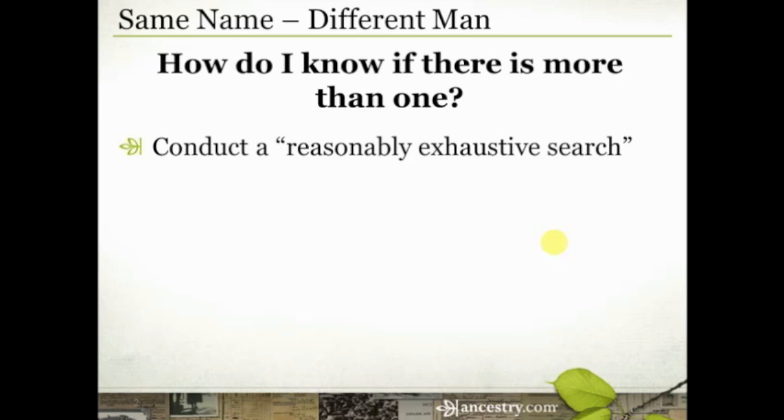A lot of times we tell the search engine what we want, and it gives us what we want, but we don't realize that we didn't have all the information we needed to make a decision about whether or not that was actually our person. And so I'm just going to walk you through a couple of examples of ways in which I search that yield more information. Now, conducting a reasonably exhaustive search encompasses a whole lot more than just Ancestry.com online searching.